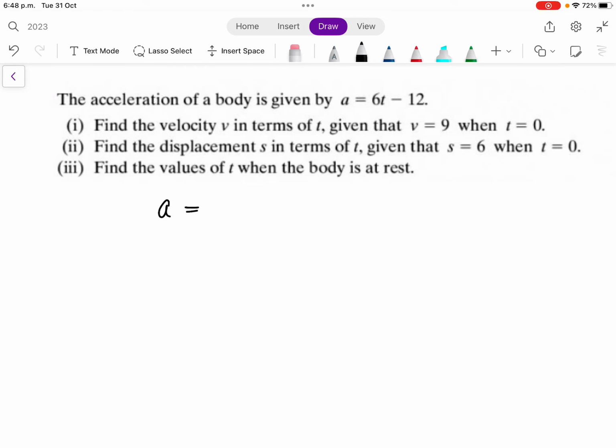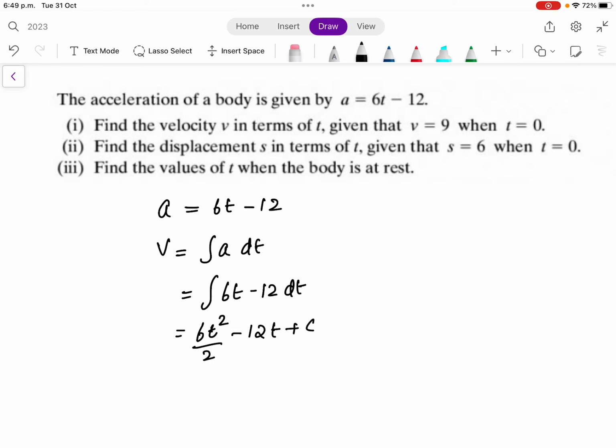They have given the acceleration, which is 6t minus 12. To find v from the acceleration, you need to integrate a dt, where a is the acceleration. In this case it will be the integral of 6t minus 12 dt, which is equal to 6t square by 2 minus 12t plus c, which is equal to 3t square minus 12t plus c. So we have found the velocity: v is equal to 3t square minus 12t plus c.